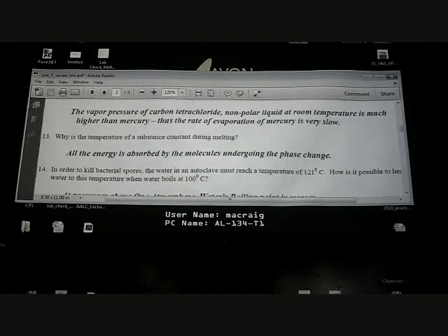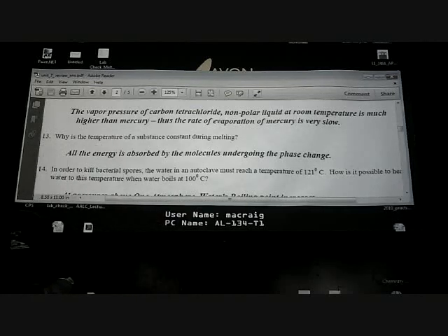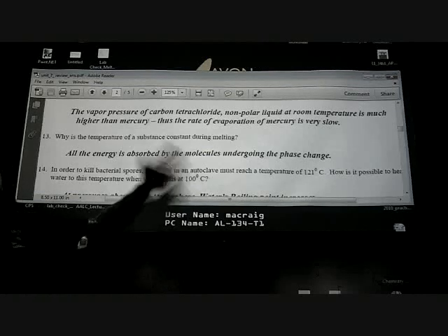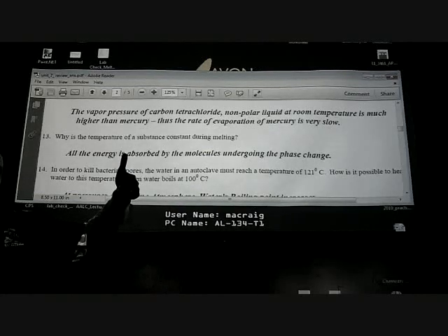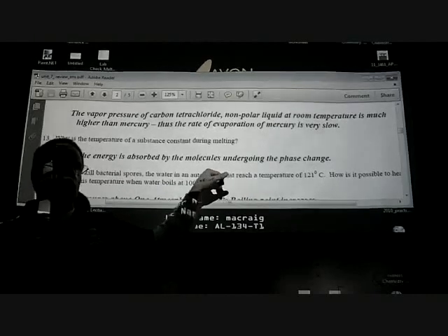Number 14, in order to kill bacterial spores, the water in an autoclave, it's just a pressure cooker, must reach a temperature of 121 degrees. How is it possible to heat water to this temperature when water boils at 100? I said the water will then change from a liquid to a gas after it's reached 100 degrees Celsius. That's possible, but also, we've talked about this. When you increase the atmospheric pressure, what happens at a boiling point? Goes up. So an autoclave is essentially a pressure cooker.